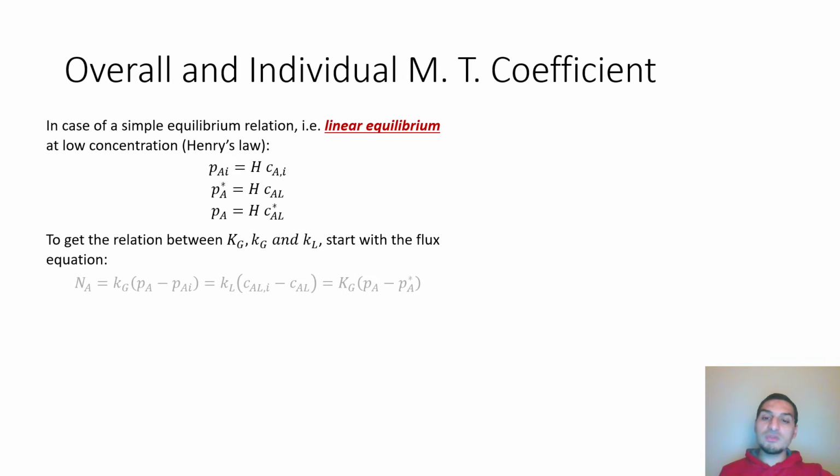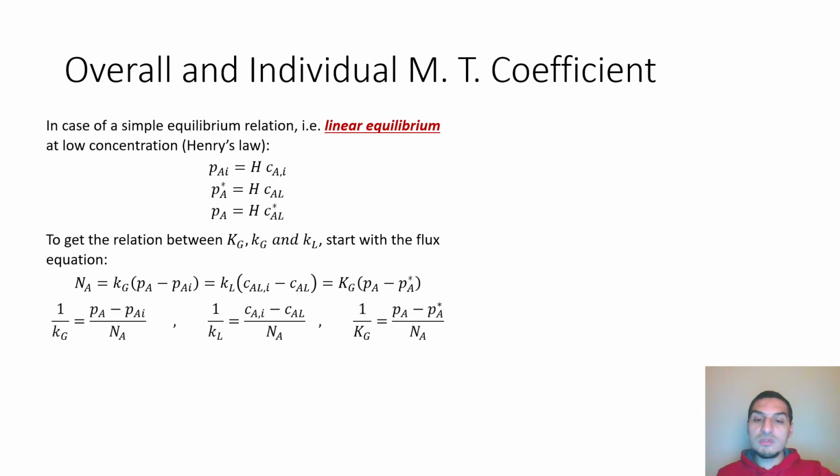Now, to get the relation, we need to start with the flux equation. So this is the flux for the individual mass transfer coefficient, for the gas phase, for the liquid phase, for the overall. And we can do some rearrangement of the equation. So we can put the equation of 1 over Kg equals P minus P divided by NA, and 1 over KL the same. And we will do some mathematical manipulation to this. It's a very simple thing.